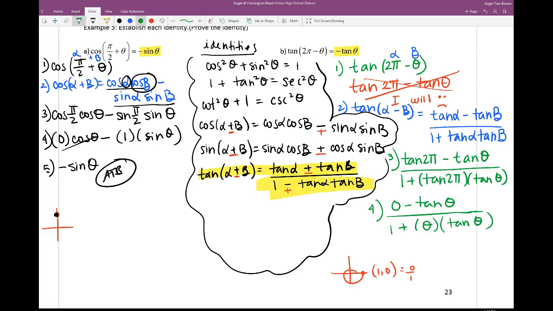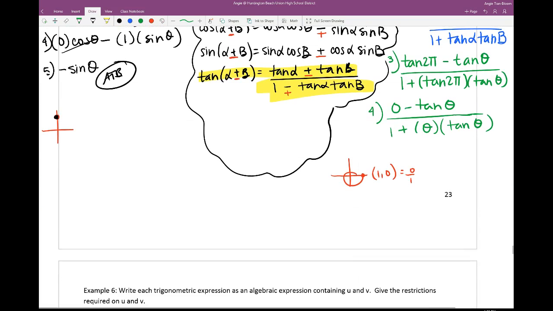All right, so here we are. Would you agree? Oops, I'm sorry, this is meant to say 0. Would you agree that 0 times anything is 0? So now, step 5, 0 minus tangent is negative tangent of theta divided by 1. So that means step 6 is really negative tangent of theta. And do my happy dance.